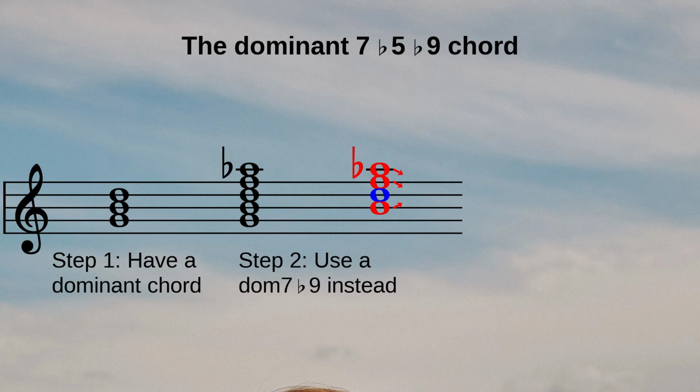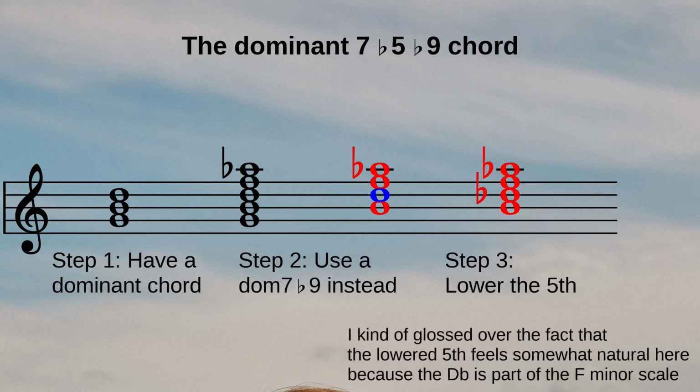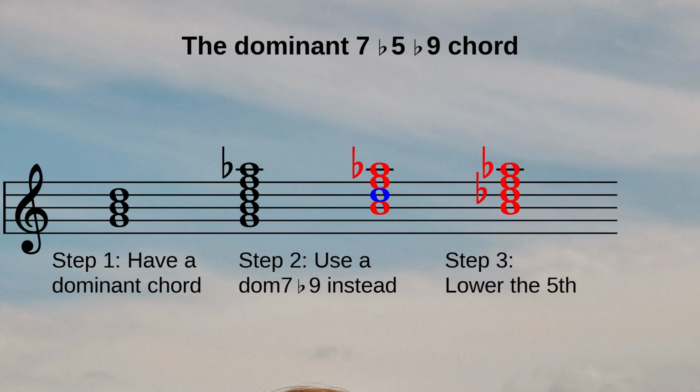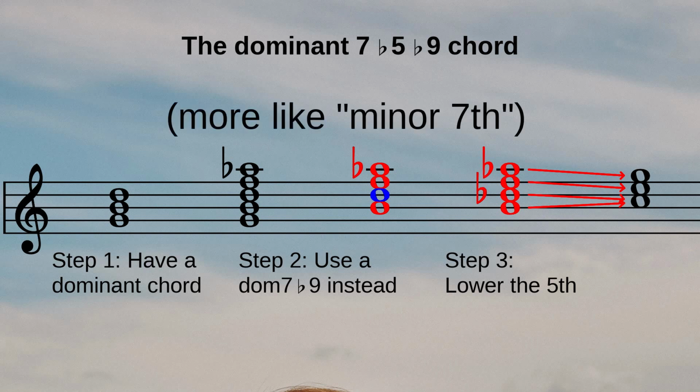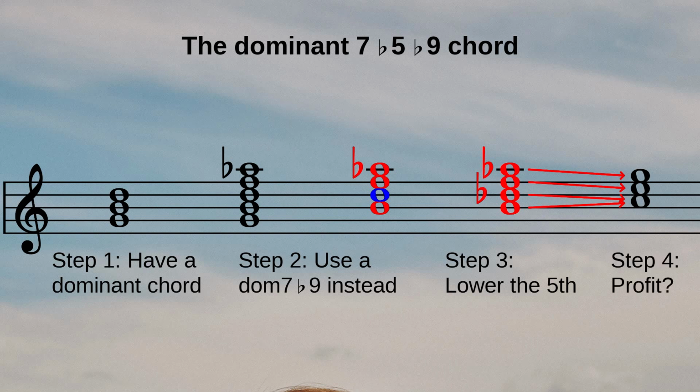Well, easy solution. Just lower the fifth by a half step. Now every single note in this chord is dissonant or unstable and pulling us towards a resolution. The third goes up, the flat 5, flat 7 and flat 9 all move down.